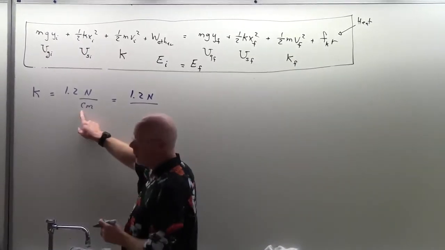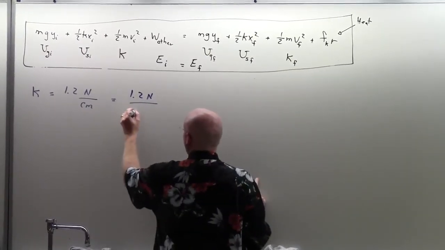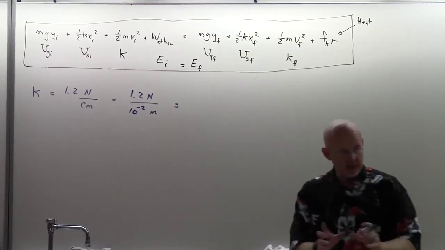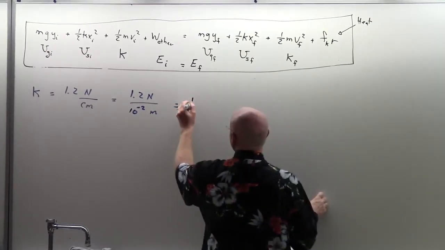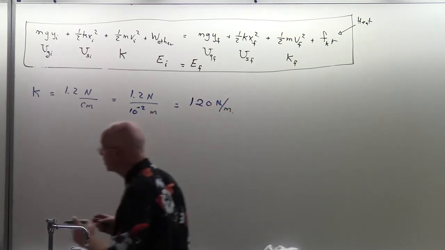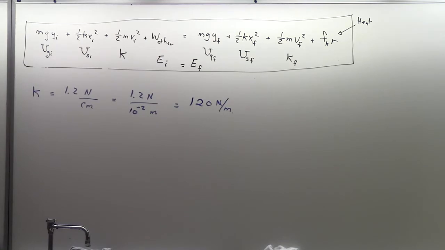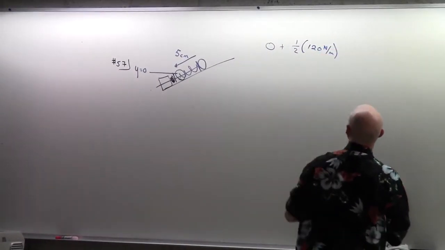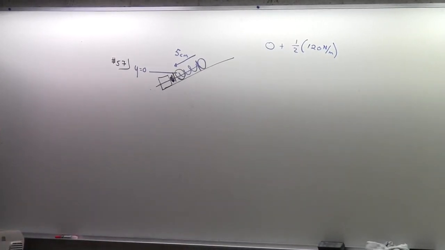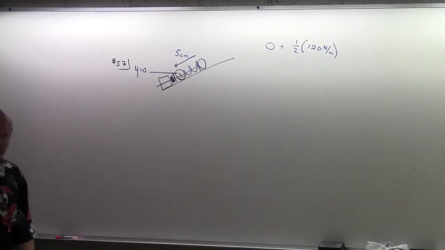Going back to chapter 1, what does centi mean? And so there's my unit conversion, right? Centi means 100th. And so that means I have 120 newtons per meter. So switching this into units of newtons per meter, I would have 120. So it's 120 newtons per meter. That's my k value.